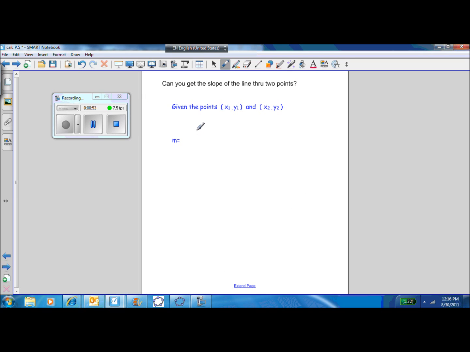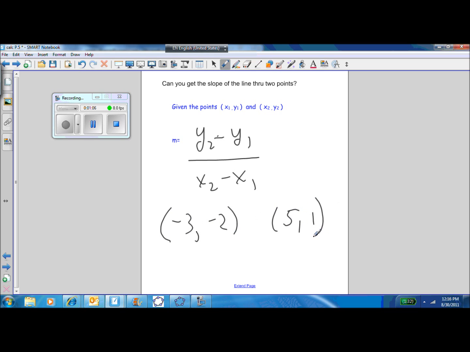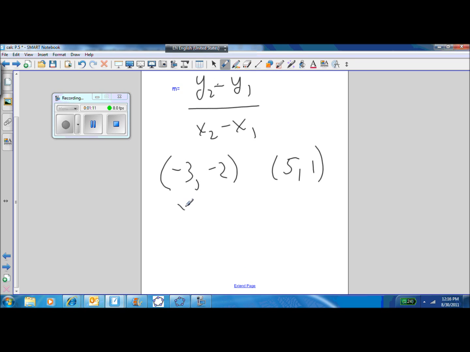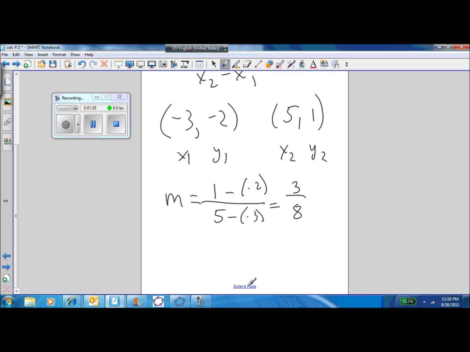So again, that formula, y2 minus y1 over x2 minus x1. Now if you have the points -3, -2, and 5, 1, it doesn't matter which one you call x1 and y1 as long as you're consistent. So I'm going to call this x1, y1, and this x2, y2. So I plug it in the formula and I get 1 minus -2 over 5 minus -3, which ends up being 3/8. 3/8 is a shallow slope.